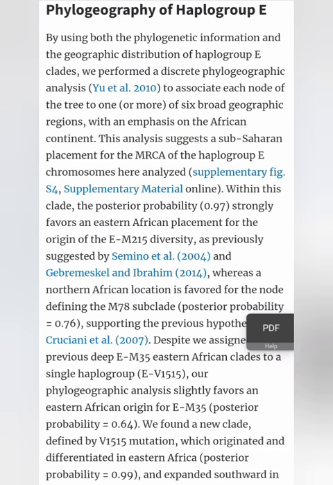So, the phylogeography of haplogroup E. Okay, so this is what it says. By using both the phylogenetic information and the geographic distribution of haplogroup E clades, we performed a discrete phylogeographic analysis to associate each node of the tree to one or more of 6 broad geographic regions with an emphasis on the African continent.